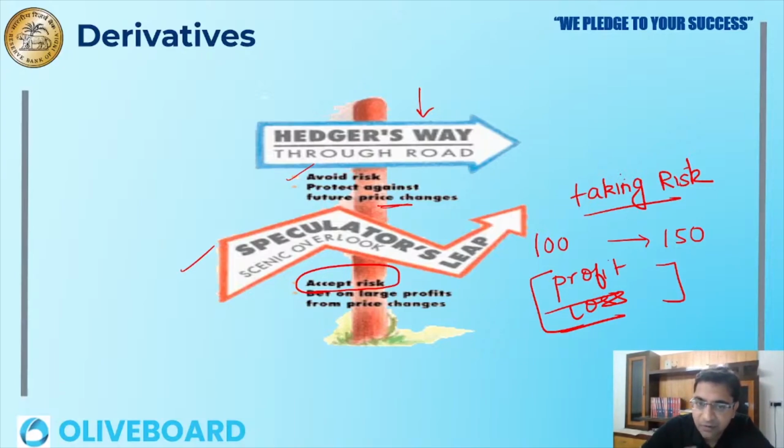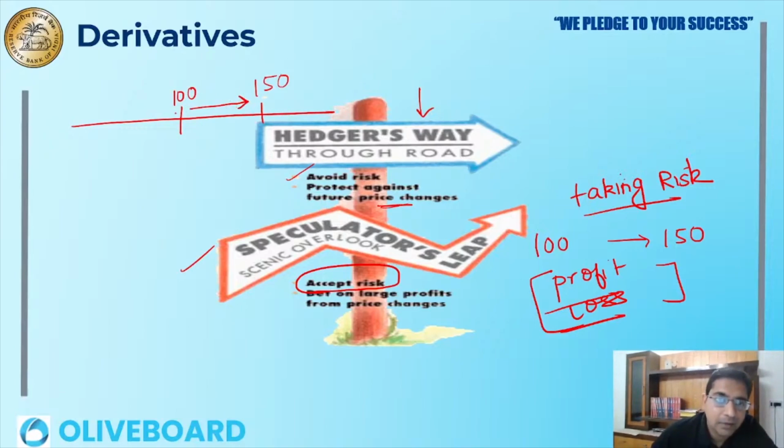And I am taking the help of a price change. If the price changes in my direction, I am getting profit. If the price changes opposite to my direction, I am getting a loss. With speculation, I am saying it is 100 right now and I am expecting it will go to 150. If it is moving in my direction, I am in profit. If the price goes beyond that, I am in loss. So this is the major thing regarding the hedgers and speculators.